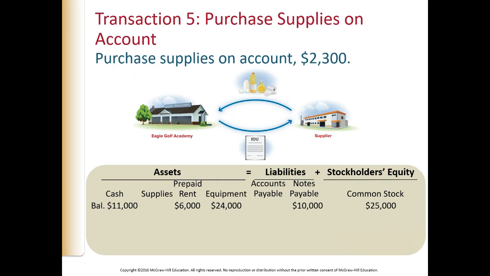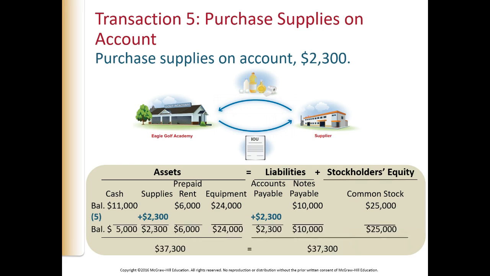Transaction 5. Let's purchase supplies, except not use cash. We're going to buy supplies today and pay the supplier later. So supplies, an asset account, goes up $2,300. And now we owe the supplier the money. We have not paid the cash yet. That's accounts payable. So we're going to increase accounts payable, which is a liability account, also $2,300.